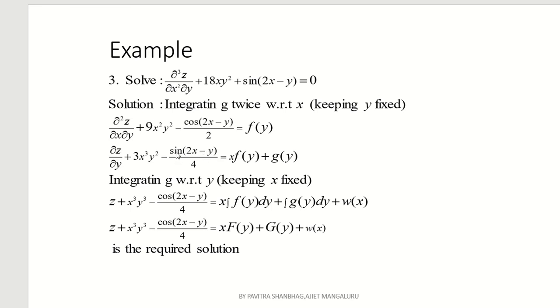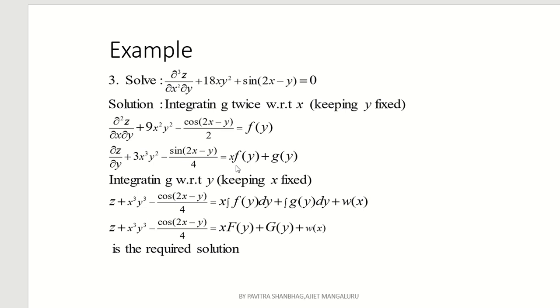But here you should remember one thing, integration of sine means minus cos. Minus into minus, plus cos, right? Plus the cos of (2x minus y) divided by here 4 into minus 1, that is minus 4. So plus and minus will get minus. Okay, now equal to what?